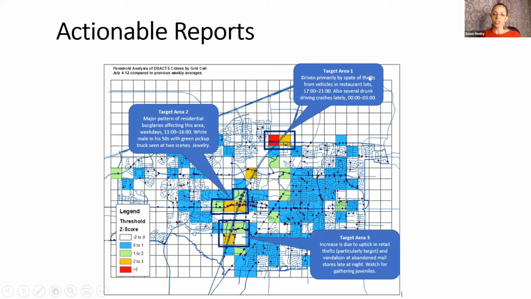So this says target area 1 is driven primarily by a spate of thefts from vehicles in restaurant lots, 1,700 to 2,100 hours. Also several drunk driving crashes lately between 0-100 and 0-300 hours. And now our officers know exactly where to go. And we know exactly what to measure when we're measuring whether or not that effort resulted in impact, right?